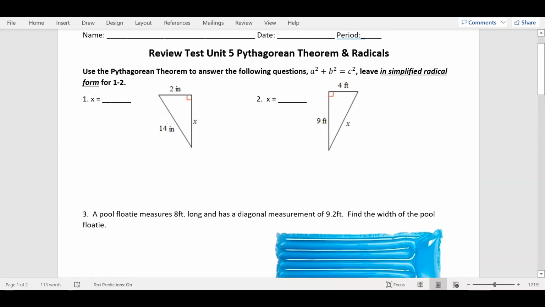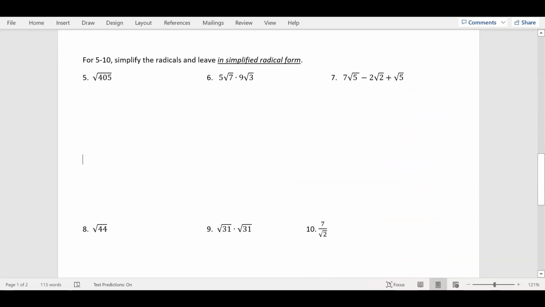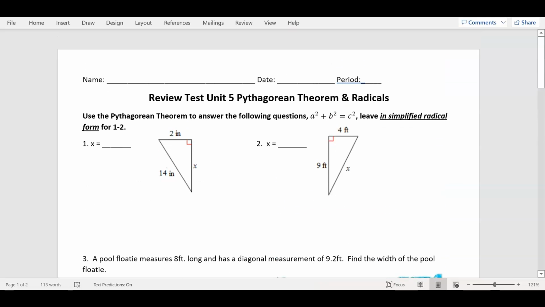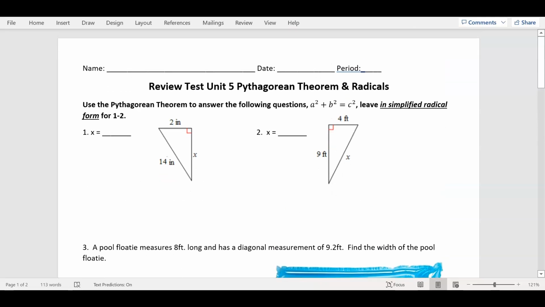All right, so we're having a test over Pythagorean Theorem and radicals. If you hear noise in the background, it is what it is. But we have a 10-question review here, and we have a 10-question test tomorrow, Tuesday. So if you can do this review, you'll be able to do that quiz. Now remember, the Pythagorean Theorem is a squared plus b squared equals c squared.